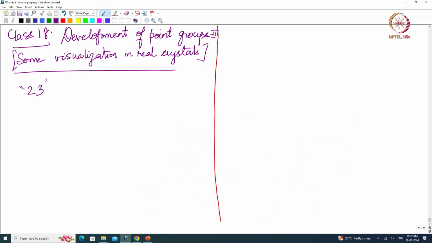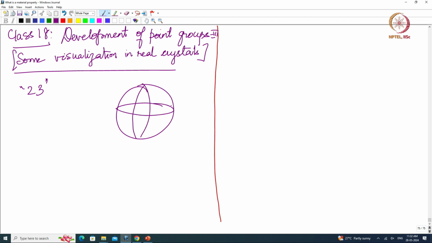By the end of this class, but first let us start where we left off in the previous class. We were looking at cubic systems and we were sort of overwhelmed by the number of symmetry operations each of these point groups in a cubic system has, right. The simplest point group in a cubic system we said was 2 3, which means I have three twofold axes of symmetry about the orthogonal axes and 4 threefold axes of symmetry about the 1 1 1 directions.